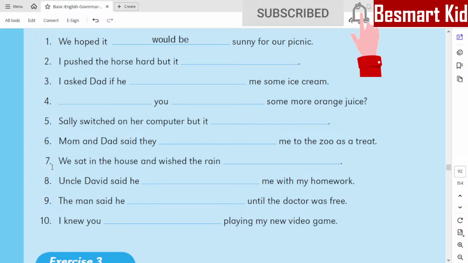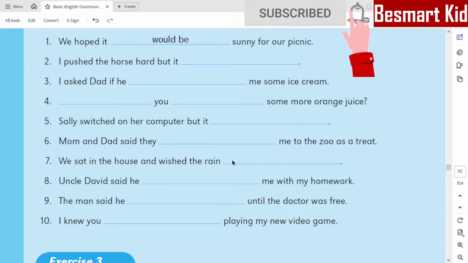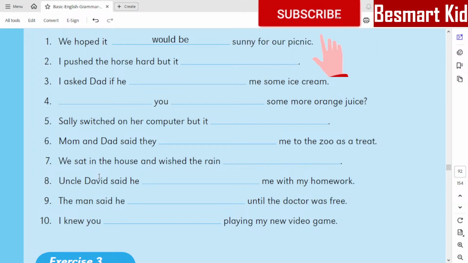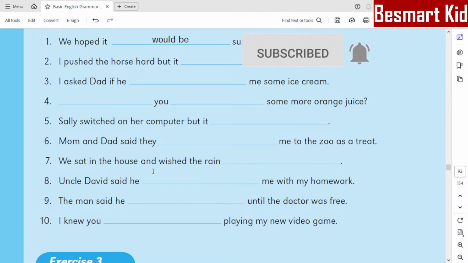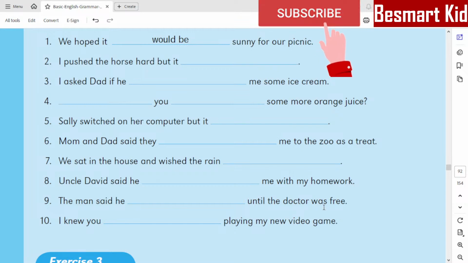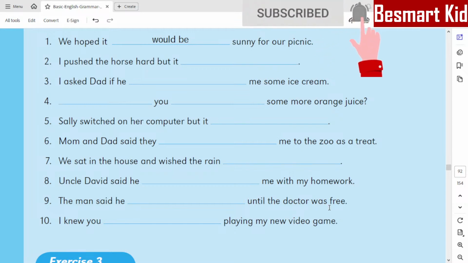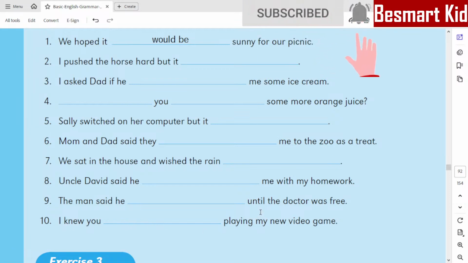Seventh, we sat in the house and wished the train dashed. Eighth, Uncle David said he dashed me with my homework. Ninth, the man said he dashed until the doctor was free. 10th, I knew you dashed playing my video game.